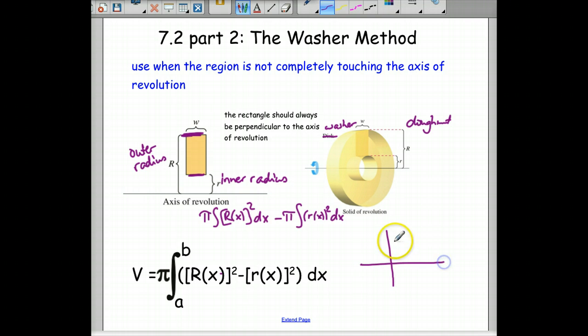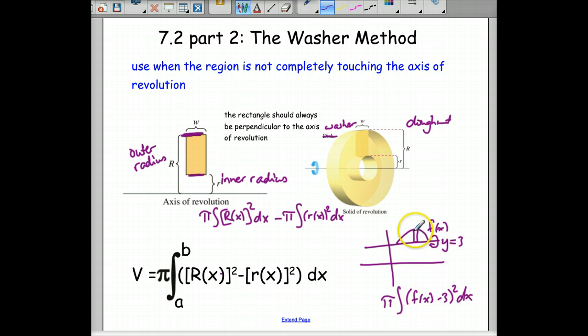That's different than something like this that we had yesterday, where we had a function like this. And if you're rotating around this axis, the region that you're rotating is completely laying on the axis of revolution. So when you spin this representative rectangle around, it's not going to have a hole in the middle. So you're going to integrate top function minus bottom function and square that. So see the difference here.